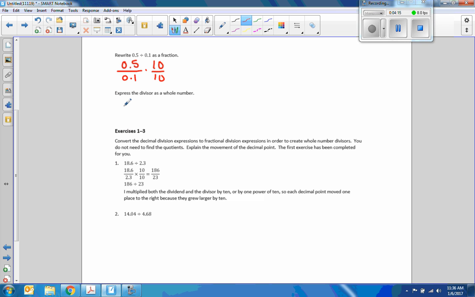Let me write that down. We're going to take that 0.5 divided by 0.1 times 10 over 10. I want this to be a whole number and this to be a whole number, and those are tenths. So we're going to multiply by 10, and that moves the decimal one place to the right. Multiplying by 10 moves it one place to the right. We end up with 5 over 1, which is indeed 5.